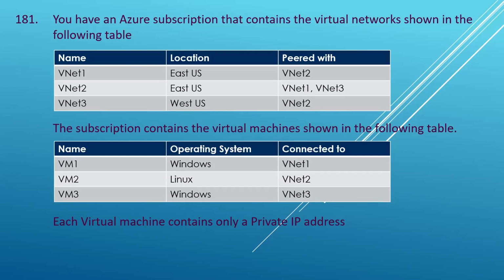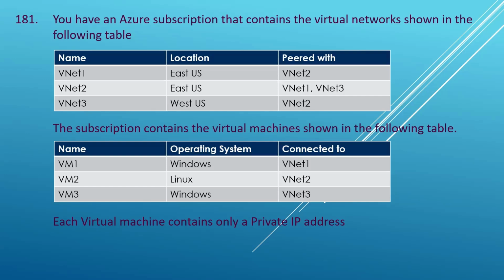The subscription contains the virtual machines shown in the following table. You have 3 virtual machines named VM1, VM2, and VM3. VM1 and VM3 are using Windows operating system and VM2 is Linux based. VM1 is connected to VNet1, VM2 is connected to VNet2, and VM3 is connected to VNet3.